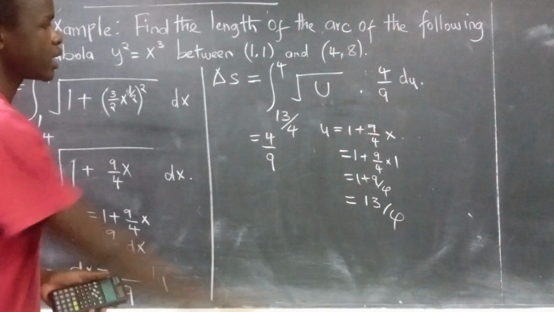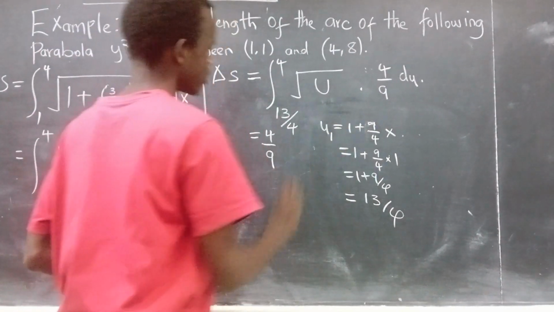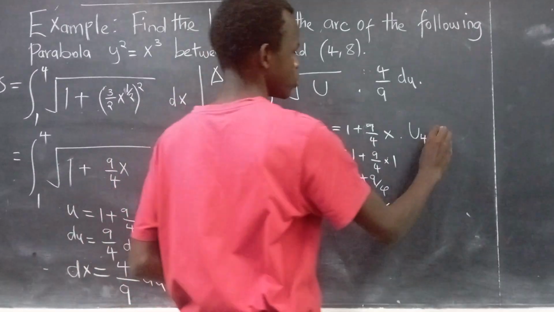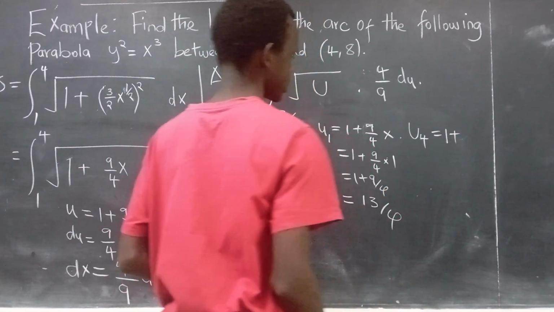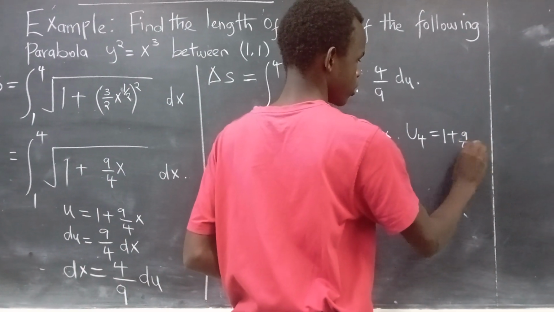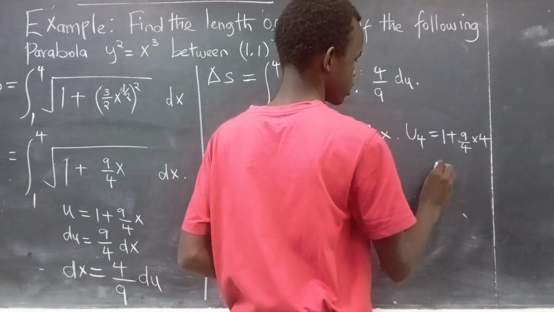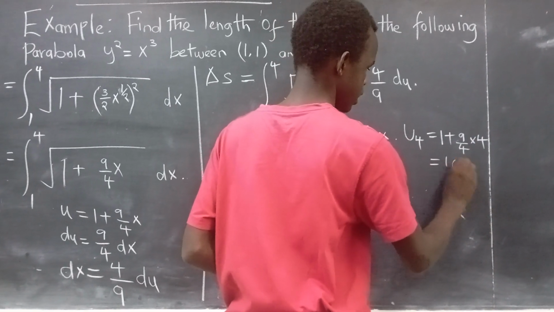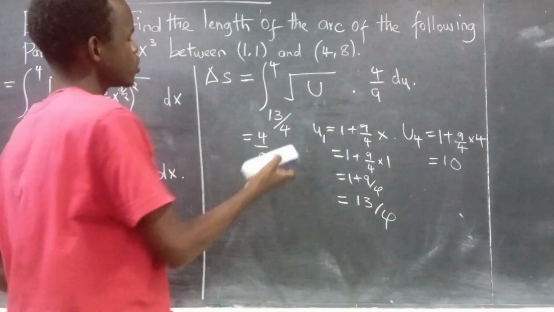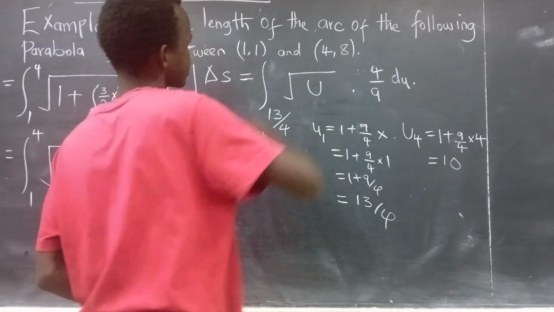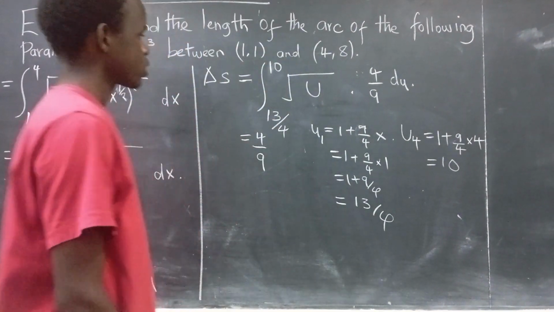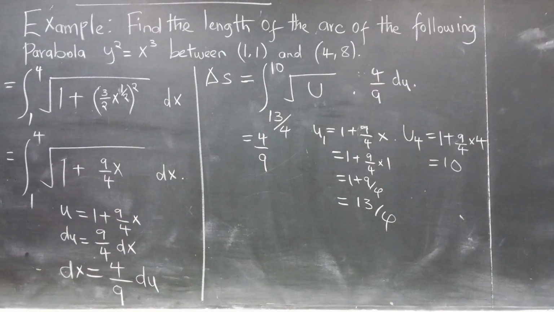Again, replacing that with 4, I'll get my u of 4 to be 1 plus 9 over 4 times 4. 9 over 4 times 4, so I'll just get 10. So instead of writing 4, I've taken the limit to u. We usually say u-world, but okay, it's just u-world, the 10. So this is what we'll be evaluating.